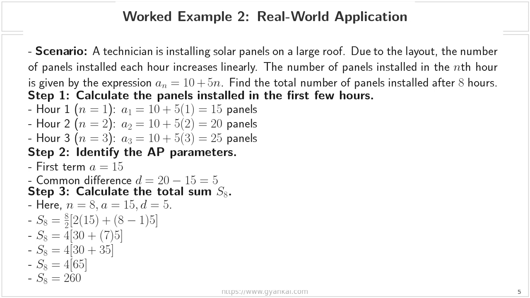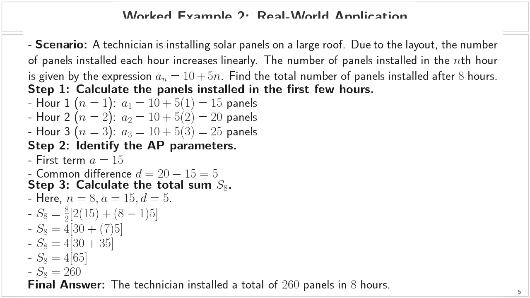Continuing the simplification, 7 times 5 is 35. Now we have 4 multiplied by the quantity, 30 plus 35. That leaves us with 4 times 65. When we multiply 4 by 65, we get a final result of 260. Therefore, the final answer is that the technician installed a total of 260 solar panels over the course of 8 hours.